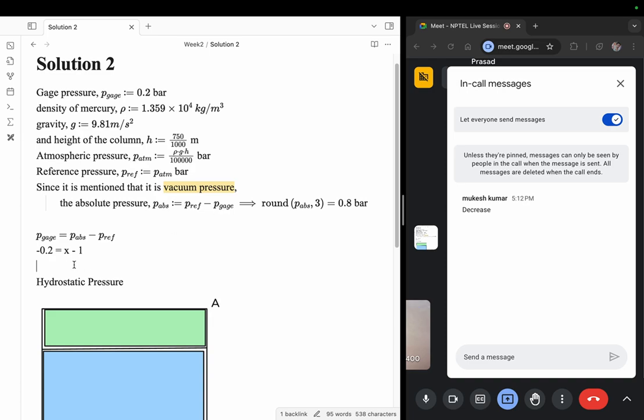Okay. And one formula also there, sir. P absolute pressure equals P gauge pressure plus P atmosphere, the reference pressure. Yes. So it's the same formula. Just because I did not put minus here, I changed this here. According to the question, you have to change it.